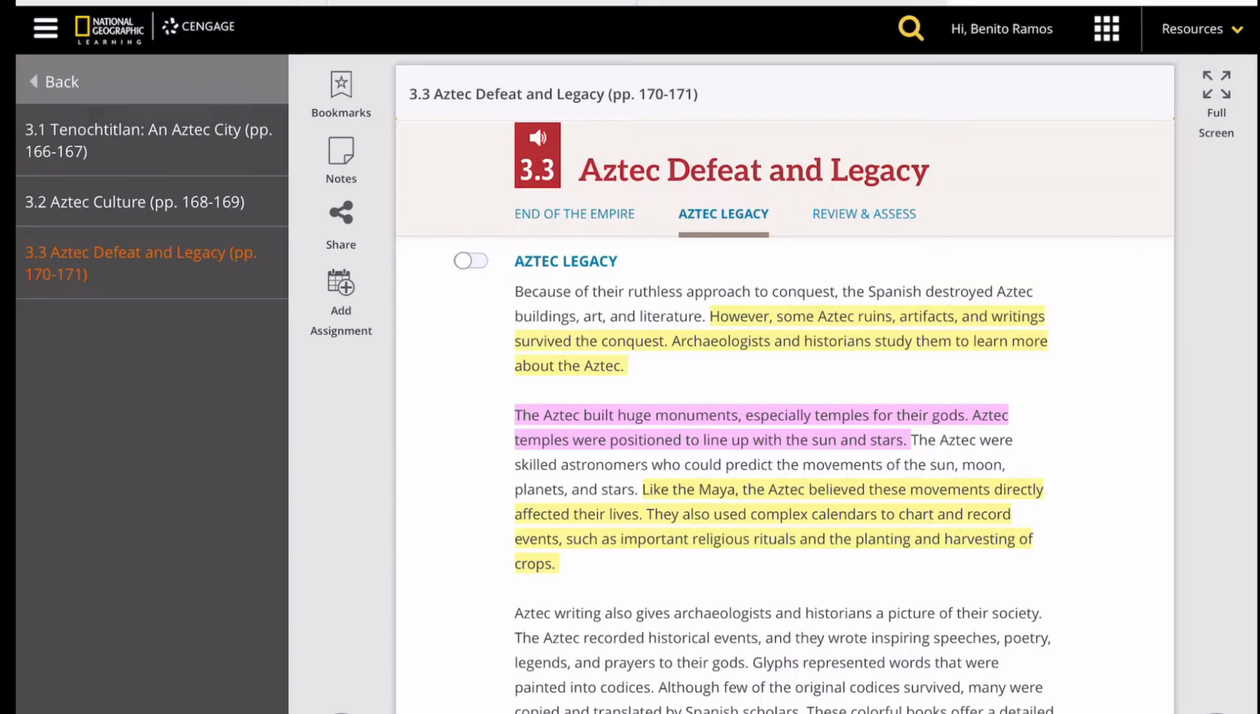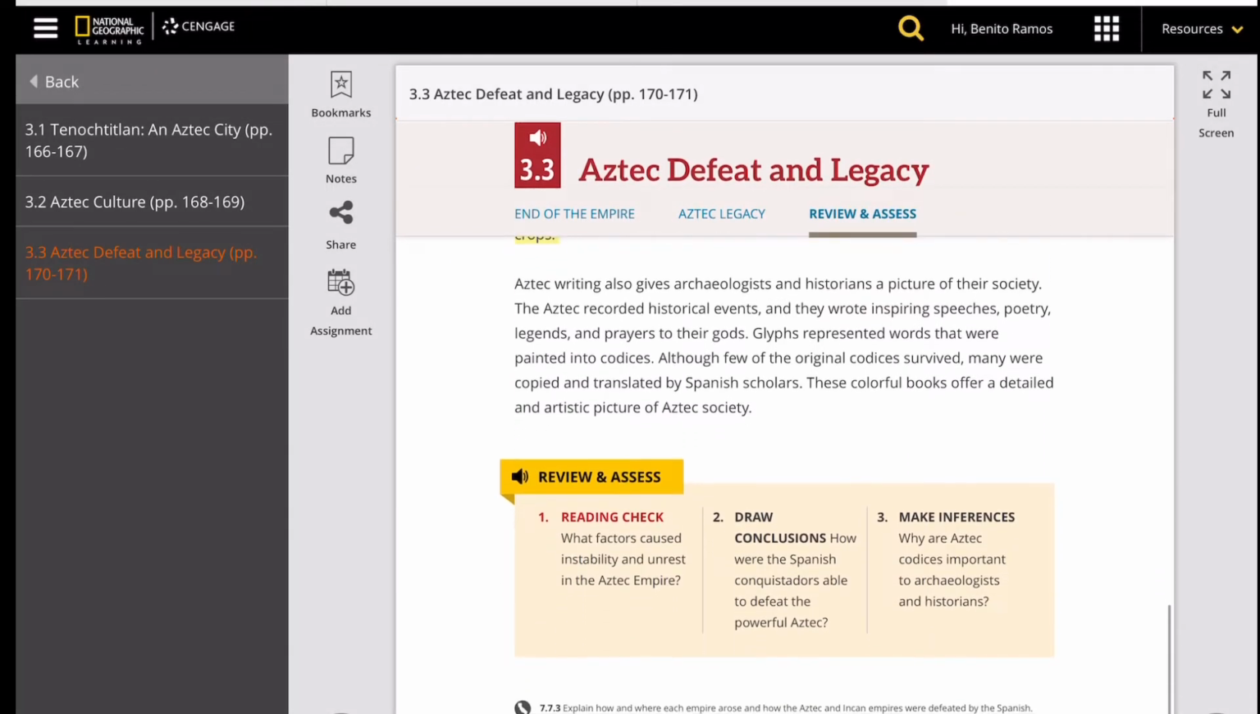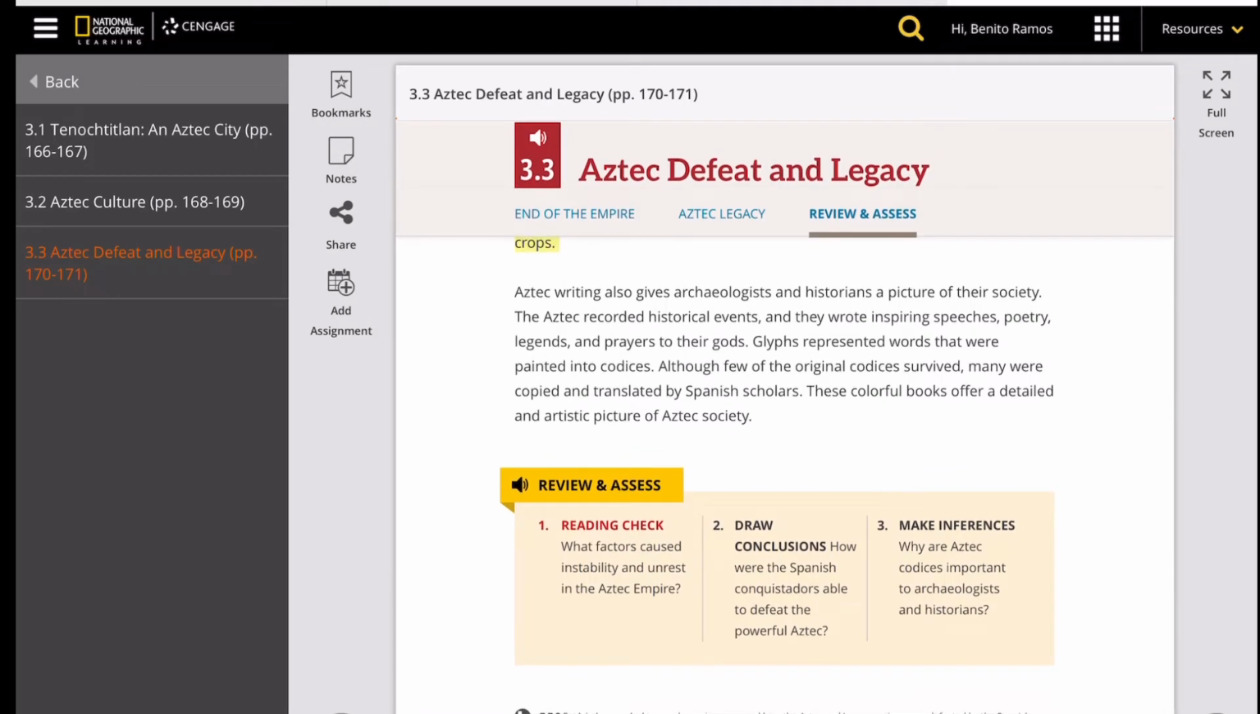So they used some complex calendars to chart the record of events, such as important religious rituals and the planting and harvesting of crops. Even in our modern time, this system is used by farmers and fishermen to time the perfect time to plant their crops, and for fishermen, the perfect time to go out and fish. They know what to expect because of this tradition that is passed from generation to generation, based on the observations of the Aztecs, their ancestors.